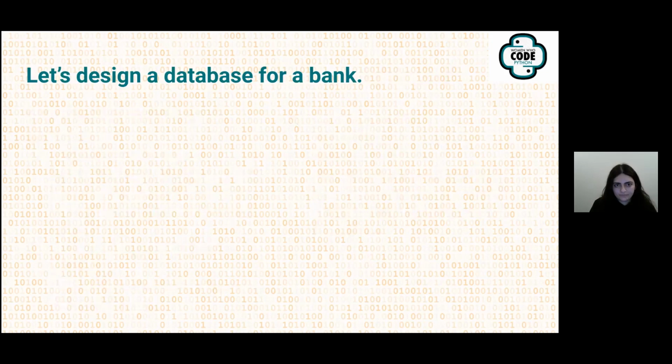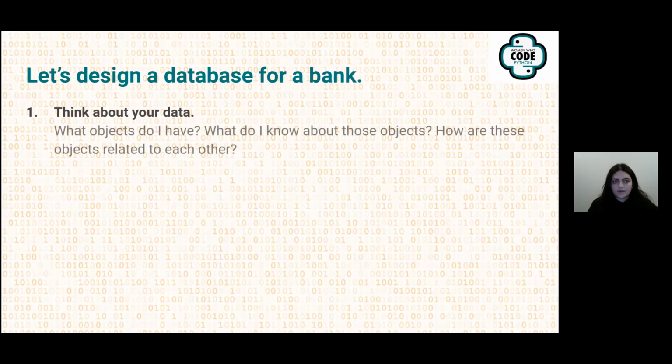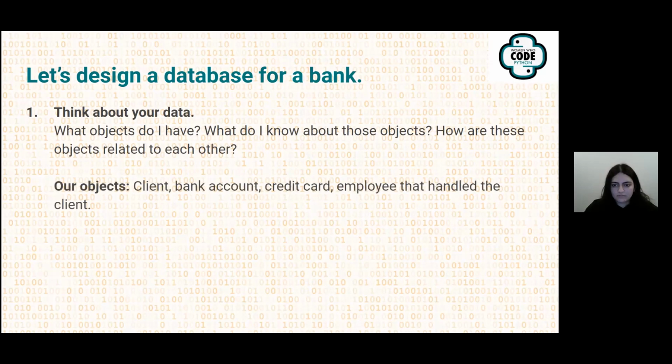Okay, so let's have an example. We're going to design a database for a bank. The first thing we're going to do is follow step 1. We're going to think about our data. So what objects do I have? What do I know about those objects? And how do these objects relate to each other? So let's see. We're doing this for a bank. So what objects do we have? Well, this is a very simplified example, but let's see, we have a client.